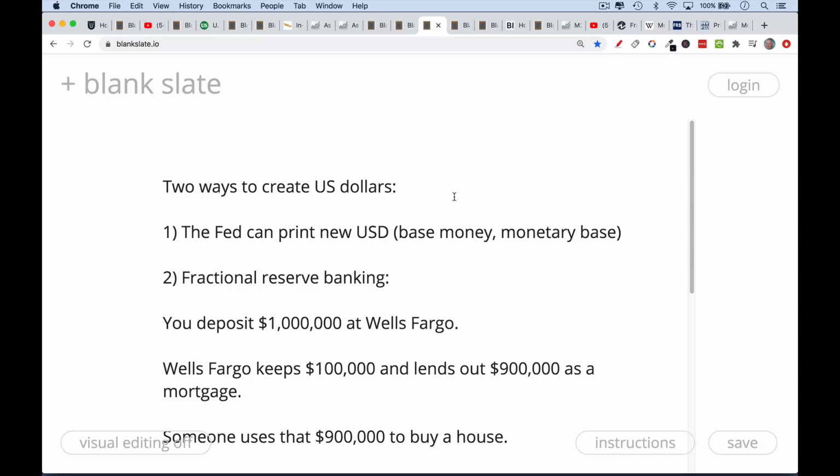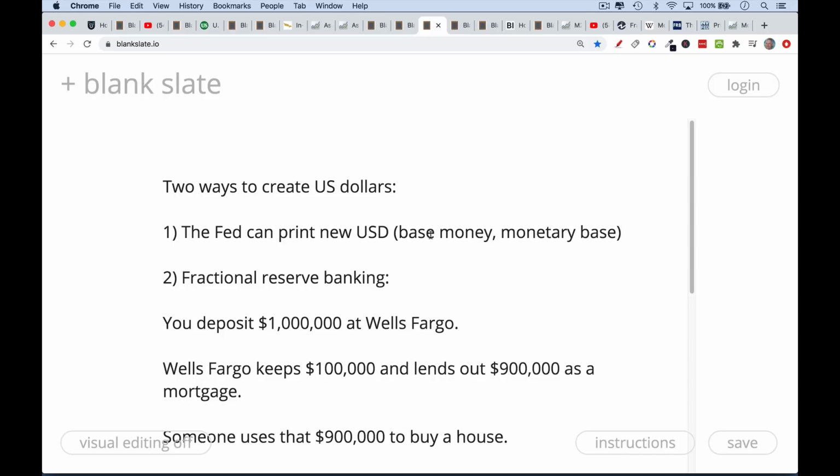Now let's back up and talk a little bit more about the money supply. There are basically two main ways that new U.S. dollars can be created. The first way is that the Fed can print new U.S. dollars. This is what we've been talking about. They can print new money using their special money printer.